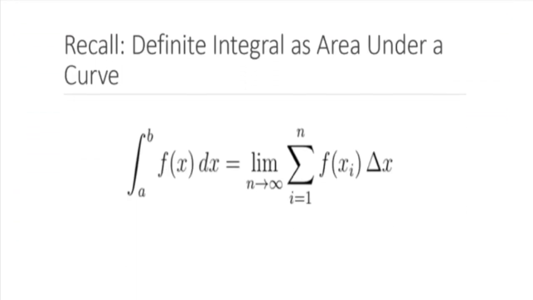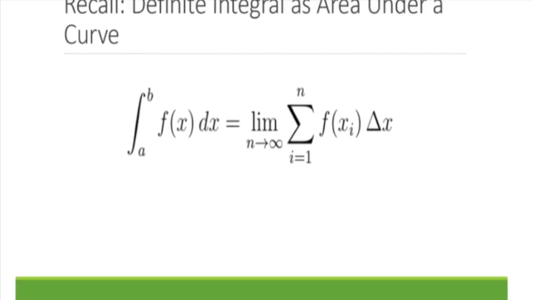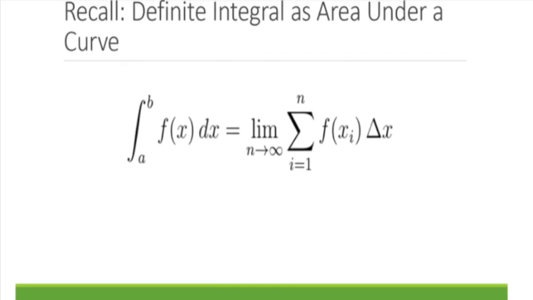ng definite integral as area under a curve. So we have this one, that the definite integral from a to b ng f of x dx is equal to the limit as n approaches infinity of the sum i running from 1 to n f of x sub i delta x.